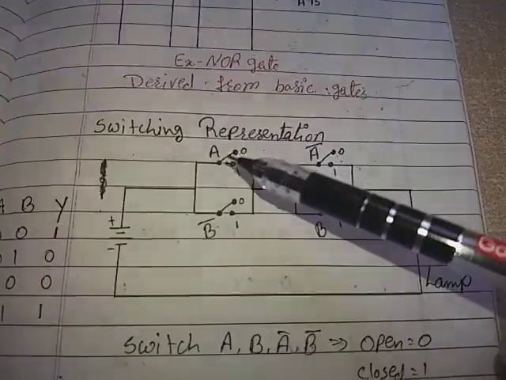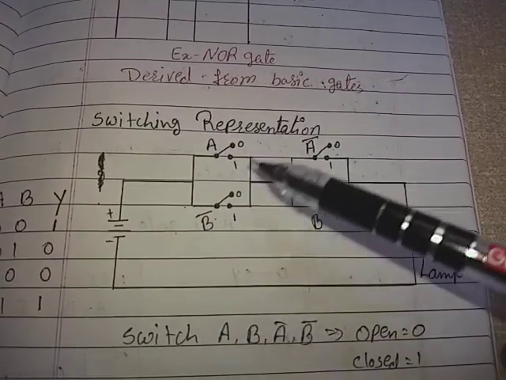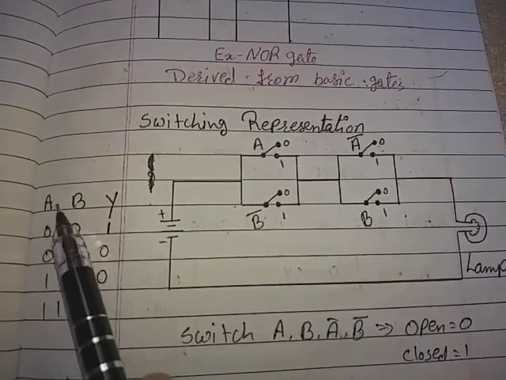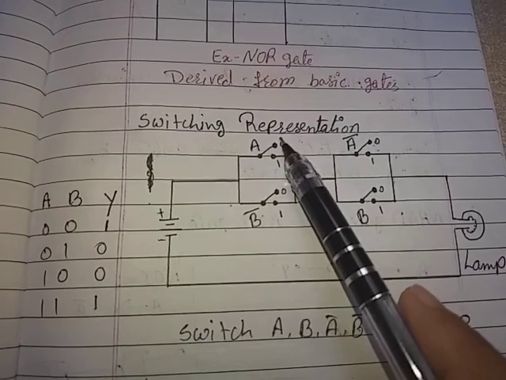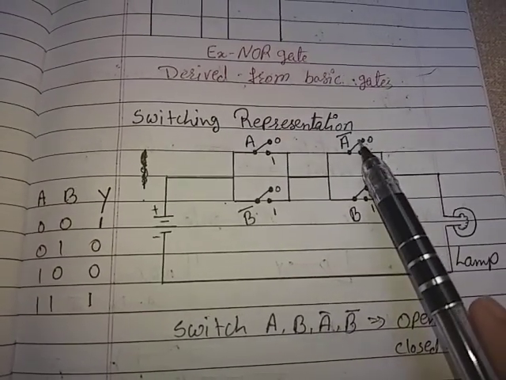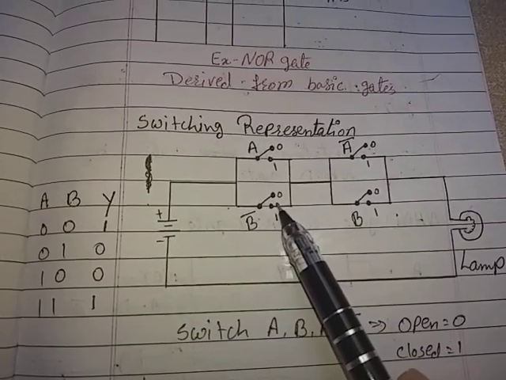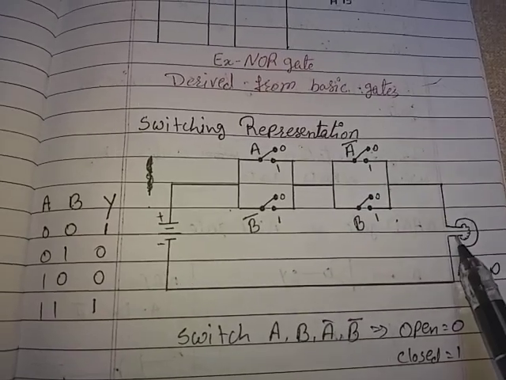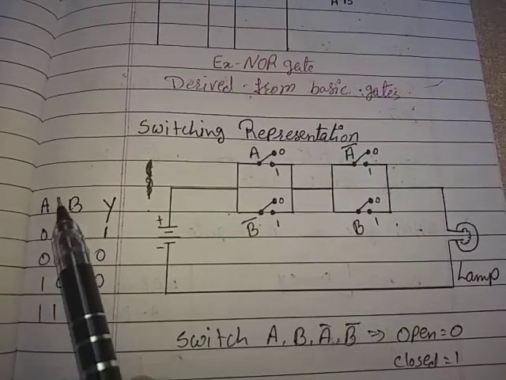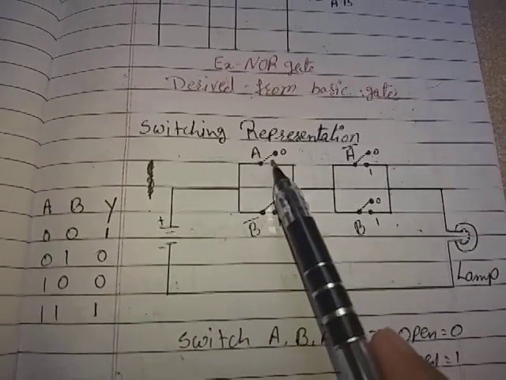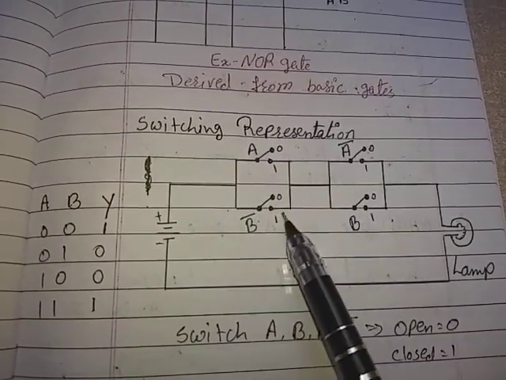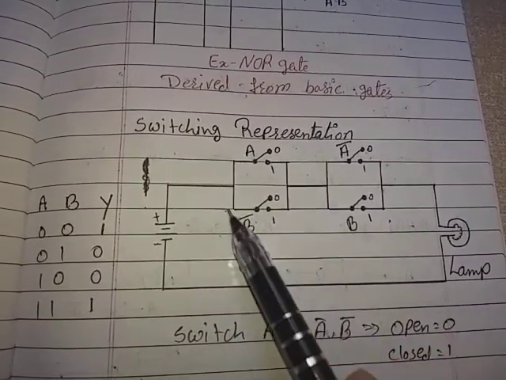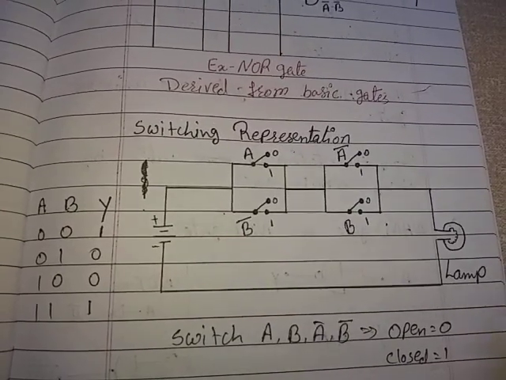Here as well we have 4 switches: A, B bar, A bar, B. Now when A is at 0, B is at 0, A bar is at 1 and B bar is at 1. So current will flow from B bar, A bar to the lamp. Circuit completes, lamp glows. When A is at 0, B is at 1, that means B bar is at 0. A is at 0 and B bar is at 0, so current will not flow from here and the lamp will not glow.